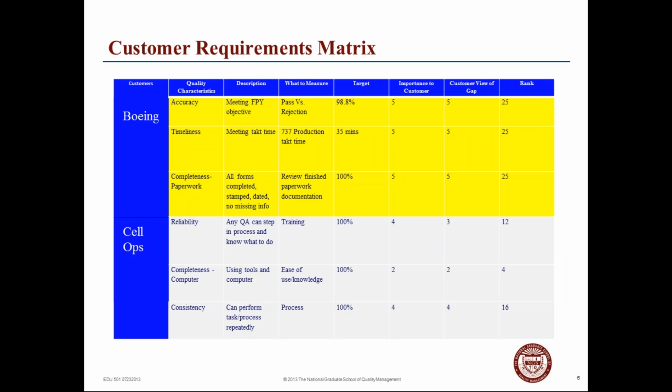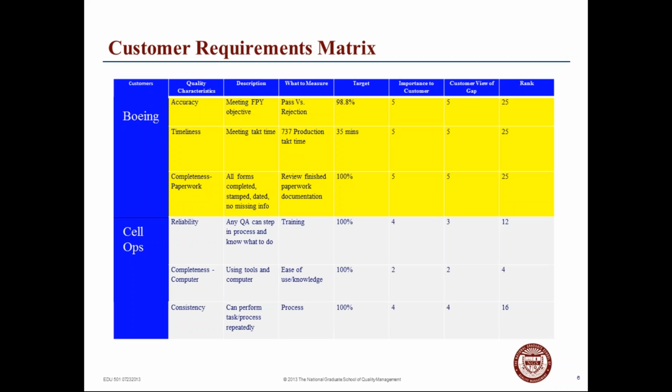So this here is our CRM. The two biggest customers are Boeing, and then of course the cell operations that we deal with every day. The quality characteristics that Boeing is looking for us to achieve are accuracy, timeliness, and completeness of our paperwork. It's very important to them. With accuracy, they want to make sure that we are meeting our FPY objective, which is 98.8%. We rated that a 5 for importance to the customer, and the customer viewed a gap of 5, which gives it a total of a 25 score.